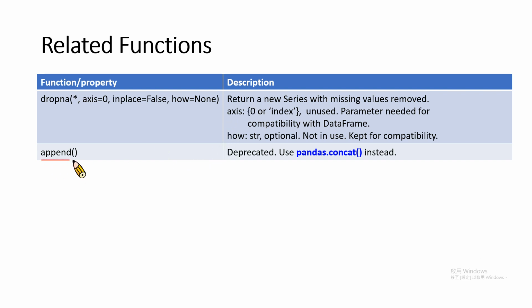Append is used in the older version of Pandas. In newer versions, we use the concat function instead of append. Append is used if you want to insert some new values into the series, but now we use concat.